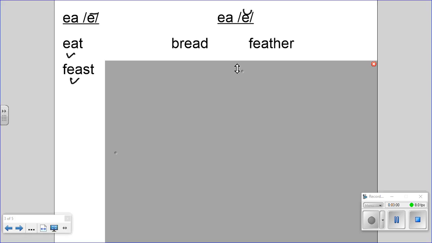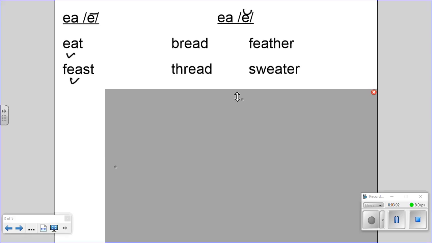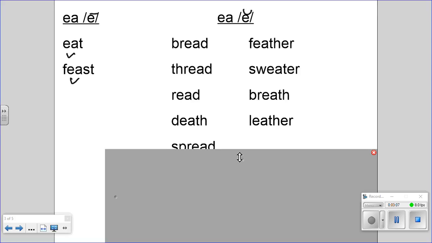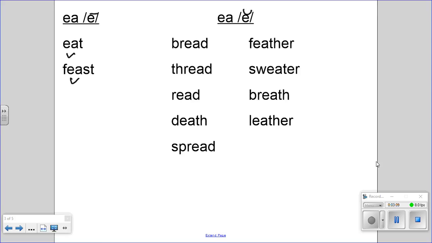Bread, feather. Thread, sweater. Read, breath. Death, leather. Spread. When you have a word with the EA, but it doesn't follow the long vowel team rule, we're just going to box it.